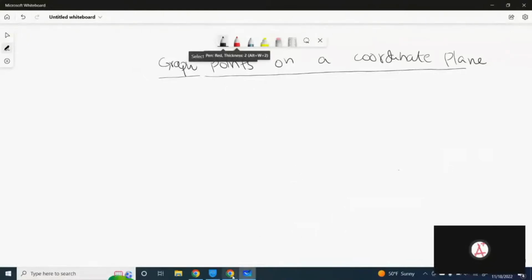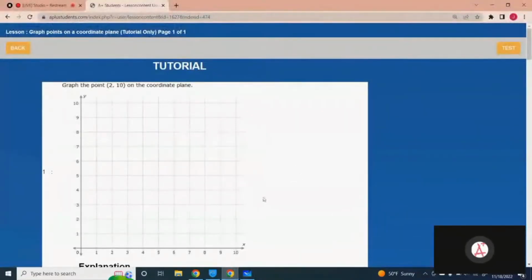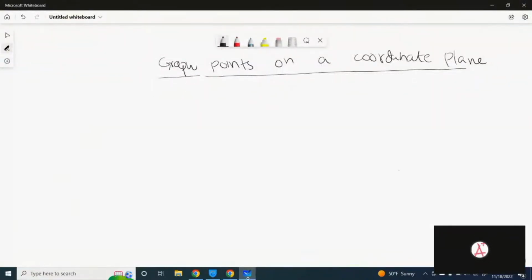Graph points on a coordinate plane. Okay, graph the point 2, 10 on the coordinate plane. You have a point 2 and 10. You have to plot the point on the coordinate plane. Got it? So this is actually the coordinate plane where you have an x-axis and the y-axis. The horizontal one is the x-axis and the vertical one is the y-axis. Got it? So the pair you are given is 2, 10.